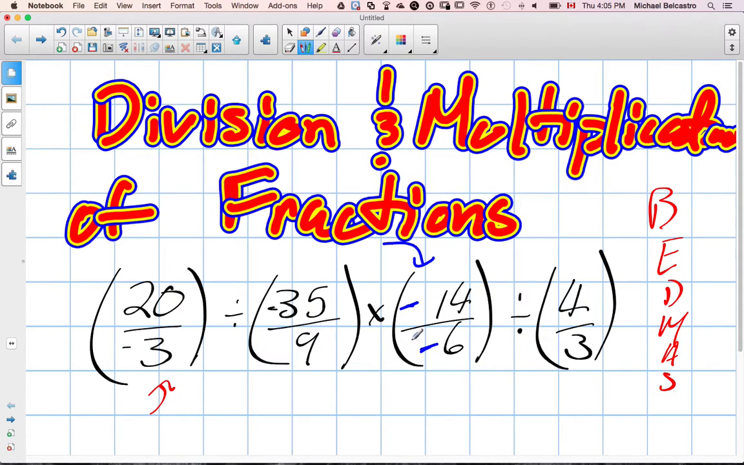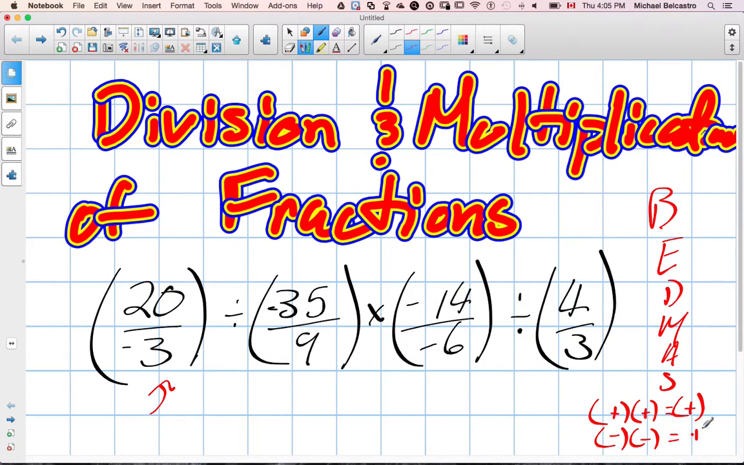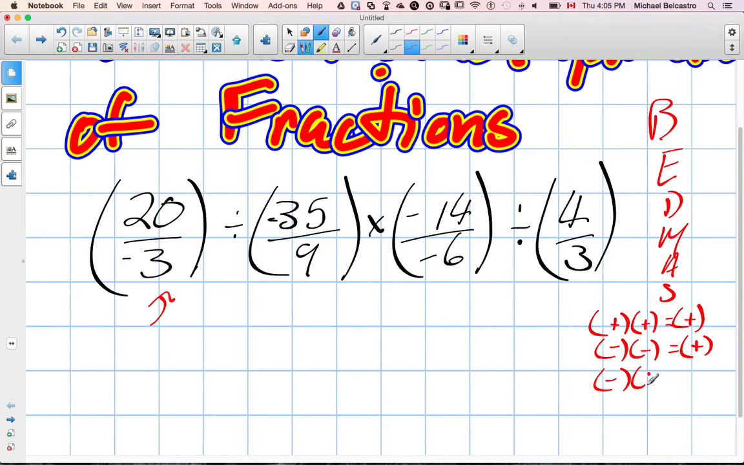There are some rules we have to know when we're multiplying and dividing. Essentially, the rules are for integers, but it works for this case too. If you're multiplying two positives, you're going to end up with a positive answer. If you're multiplying two negatives, you're still going to end up with a positive answer. And if you're multiplying a negative and a positive, you'll end up with a negative answer, okay? So whether it's multiplication or division, these rules still hold.